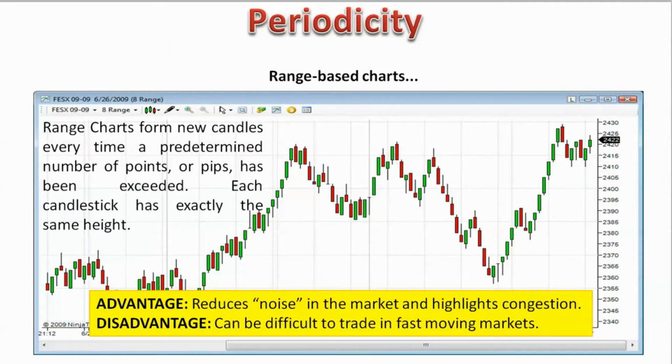Then you've got range. Range forms a new candle every time a predetermined number of points or pips have been exceeded. Now let me just explain something here. Points or pips. Pips, of course, we're relating to Forex. Now we have three different things here. We've got ticks, points, or pips.